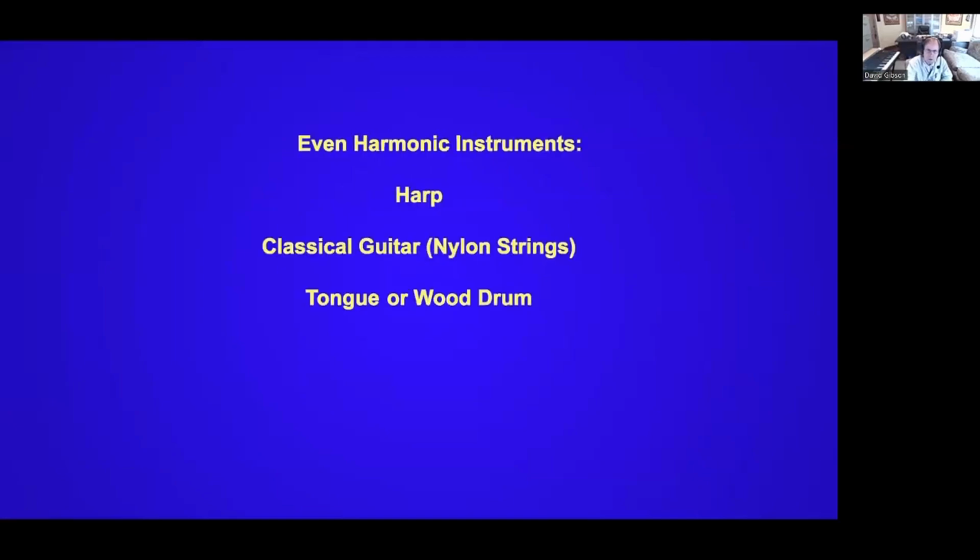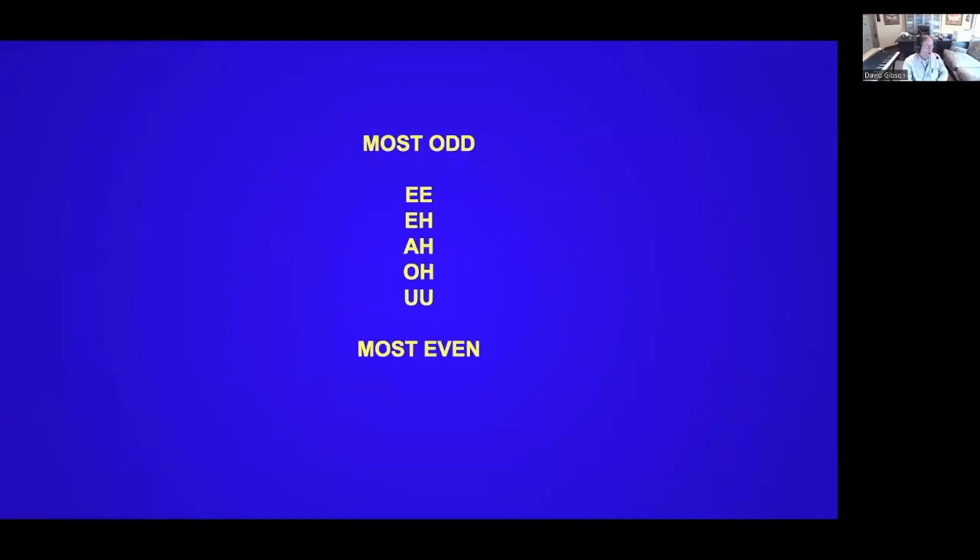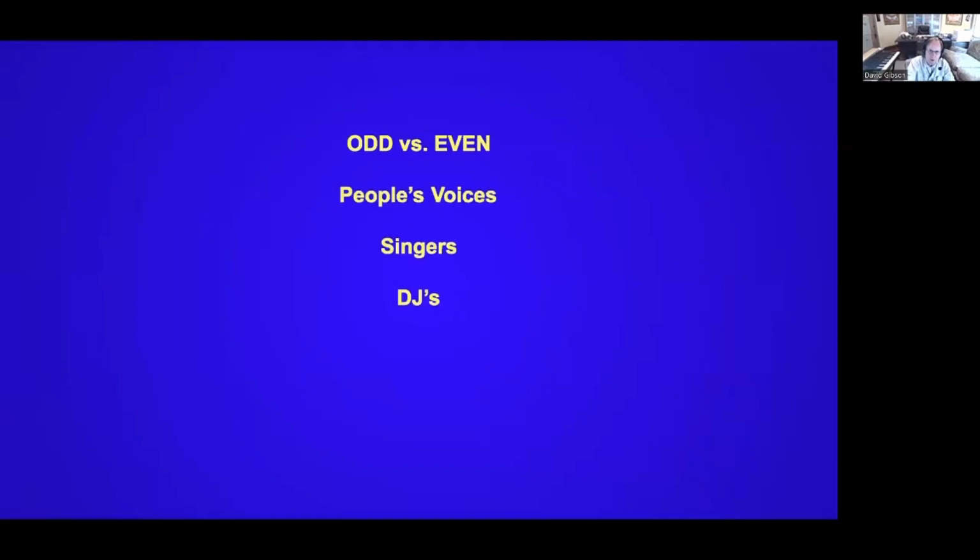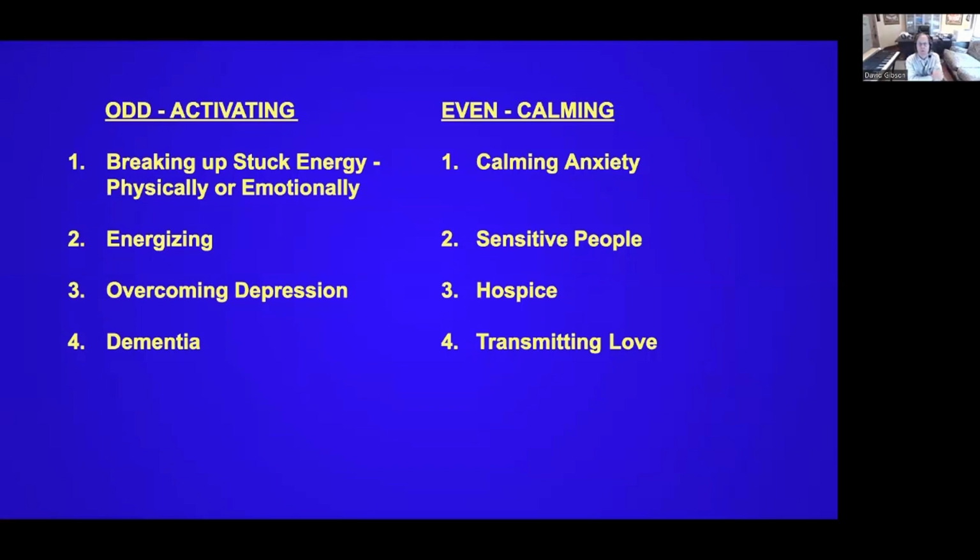Also, there are different vowels for odd or even harmonics. E is much more activating than oo. Ooh, right? Ah is right in between. Eh is more odd than even, and O is more even than odd. So this is the hierarchy from E to A to O to U, where it gets more and more warm when you get to the U. So when you're working with people, especially if somebody's really fragile, you've got to be really careful, because people that are fragile or sensitive can't handle odd harmonics, which includes people in hospice.